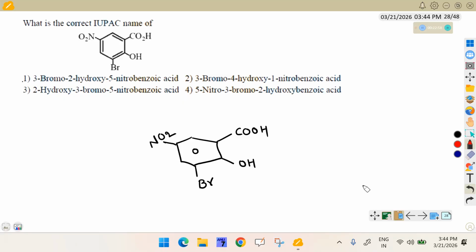What is the correct IUPAC name of the compound? Here, the COOH group is the high priority group. First, follow the lowest sum rule. So clockwise direction numbering 3, 4, 5, 6. Follow the alphabetical order also. Hydroxy starts with H, bromo starts with B, nitro starts with N. So alphabetical order, B is first. 3-bromo, 2-hydroxy, 5-nitrobenzoic acid is the correct answer.